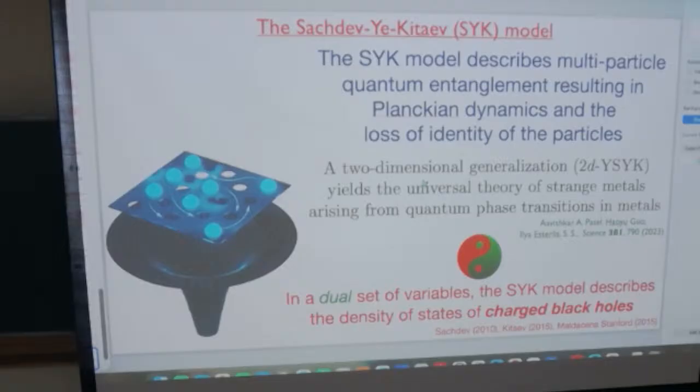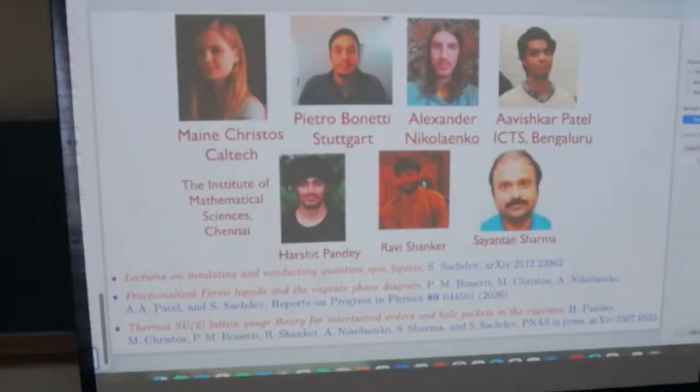Let me also put up some of my recent collaborators. Maine Christos, a former student, now at Caltech. Pietro Bonetti, postdoc now in Stuttgart. Alex Nikolenko, current student, and of course you all know Avishkar. And then I've collaborated with this group of lattice gauge theorists, including Sanjit Sharma, to study more about the finite temperature properties of the FL star state, which I didn't really talk about. Thank you.